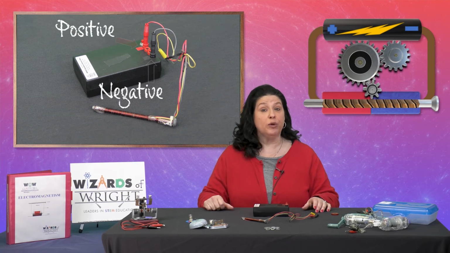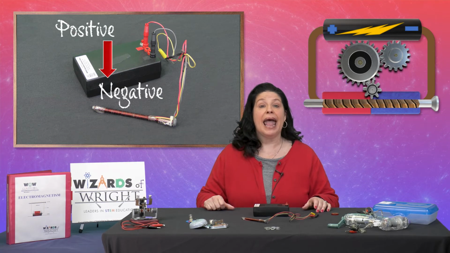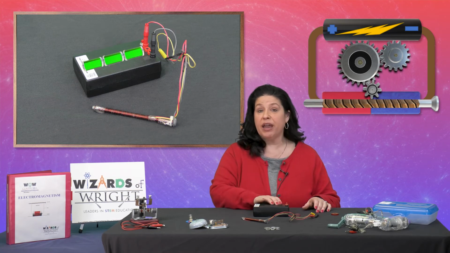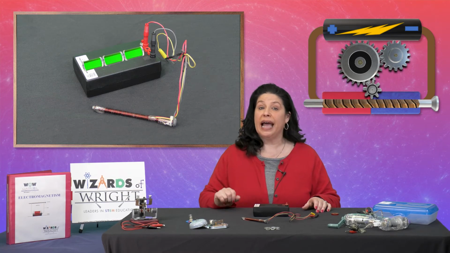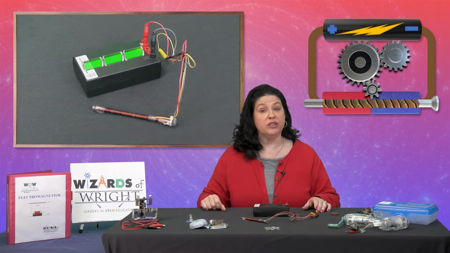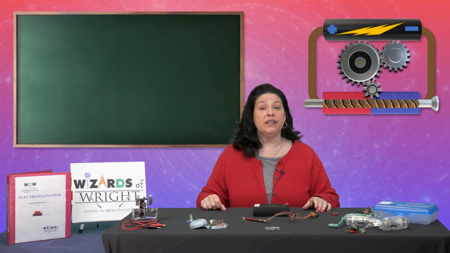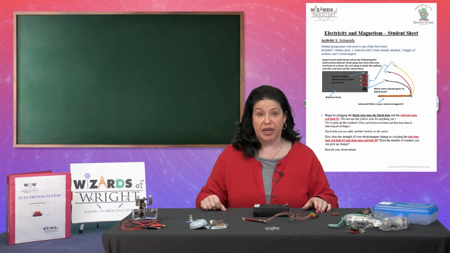Electric current flows from positive to negative, and the battery pack contains 3 batteries in a series. Using the last plug makes the electromagnet strongest. The groups will need their student sheets for specific directions.